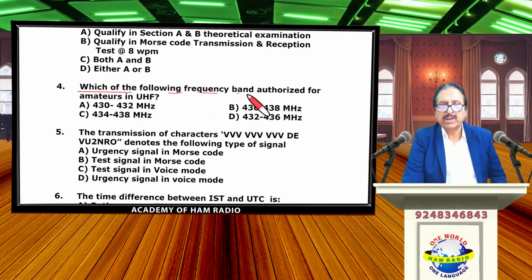Which of the following frequency bands is authorized for amateurs in UHF? In UHF, 434 to 438 megahertz. This is the frequency allotted for hams in India.